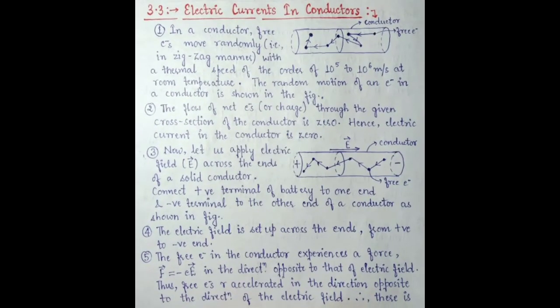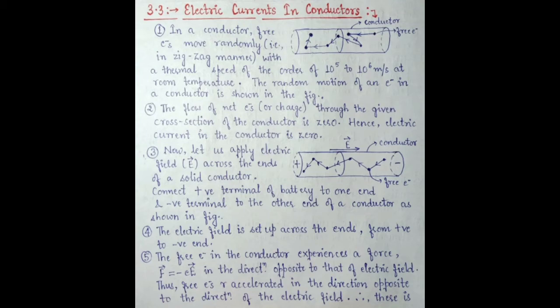Now the next topic which we are going to start today is topic number 3.3, and the name of the topic is electric currents in conductors. So here comes the very first point. As you are seeing the figure here, the part which we have taken is of a conductor with free electrons. Let me describe the figure first. The motion of the free electrons in a conductor is random. As you are seeing, it is a zigzag manner, so the electron can move in any direction.